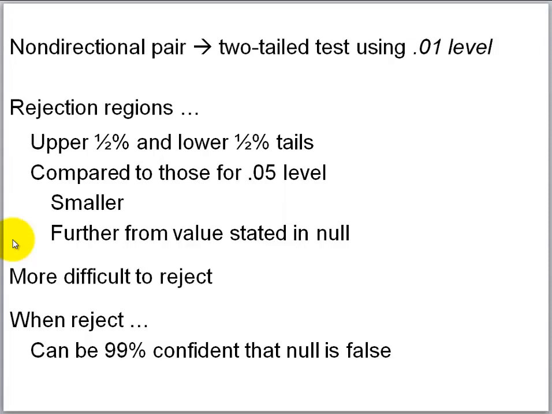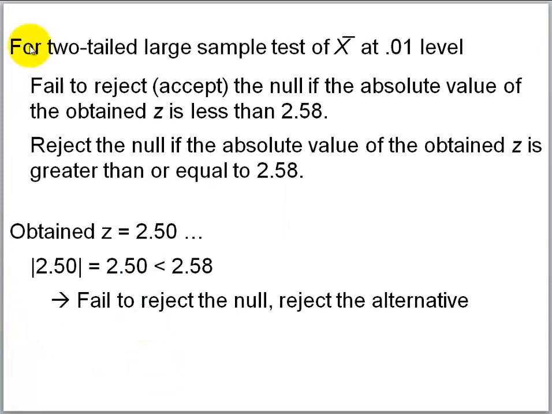So when we use a 0.01 level, it's going to be more difficult to reject the null. Indeed, we're going to need to be 99% confident that the null is false if we're going to reject at the 0.01 level. We'll stick to the formula for now. So we have a distinct decision rule for the large sample test, two-tailed, 0.01 level.